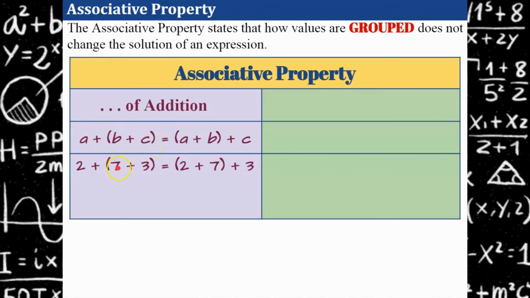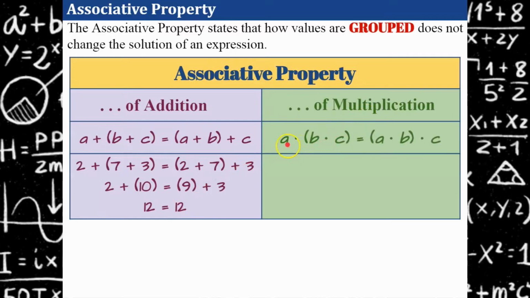So again, we're grouping. 7 plus 3 is 10. And here we're grouping the first two. 2 plus 7 is 9. Now we can just add the two values. 2 plus 10 is 12. 9 plus 3 is 12. So it checks. Now let's look at multiplication.